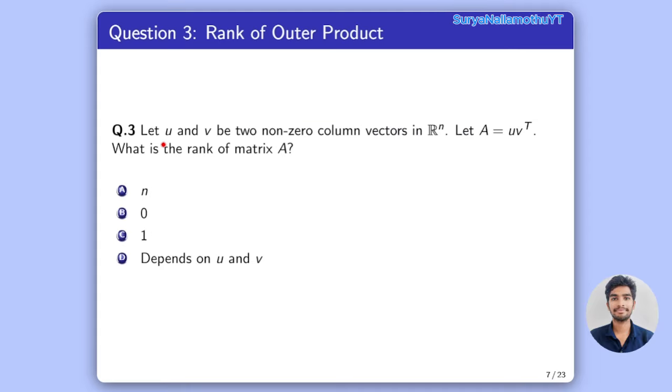Next, let u and v be two non-zero column vectors in R power n. Let A be equal to u v transpose. What is the rank of the matrix? Here you clearly observe that it is in the format of A transpose. It is nothing but the orthogonal form. In the orthogonal form, the rank of the matrix is nothing but plus or minus 1, right? So the answer is C.